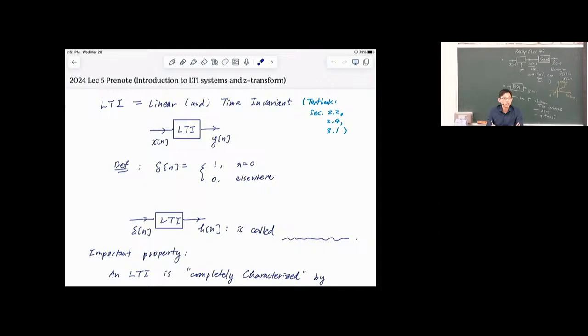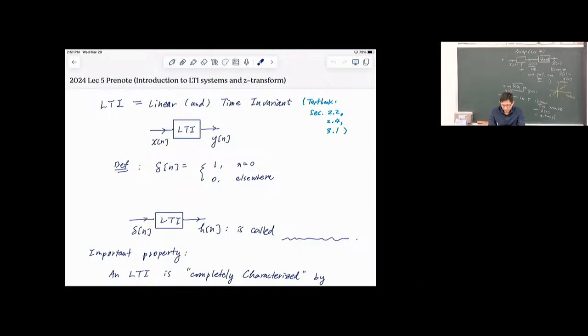A system can be linear or time invariant or both. So when a system is linear and time invariant, then we call the system LTI, linear time invariant. Okay? Really, it means linear and time invariant. Both properties have to hold. Okay? So the key idea is impulse response. So what do we mean by impulse response?